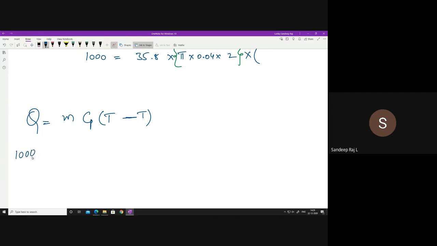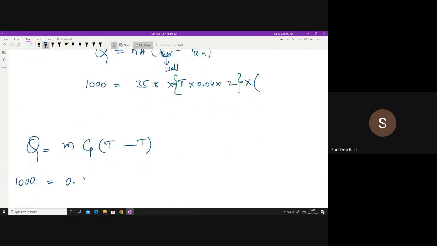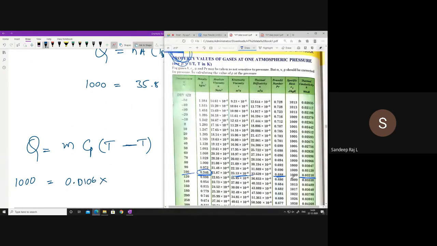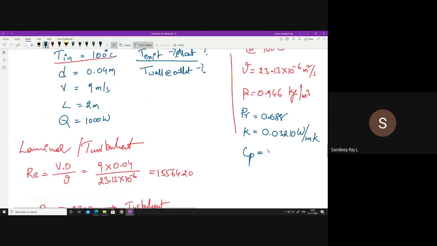Let me take this as 1000. M dot, you got it just now. What is the value? 0.0106. Please tell me what is the m dot value? 0.0106. What is the Cp value? The Cp value is 1009. You write it here: Cp is equal to 1009 joule per kg.